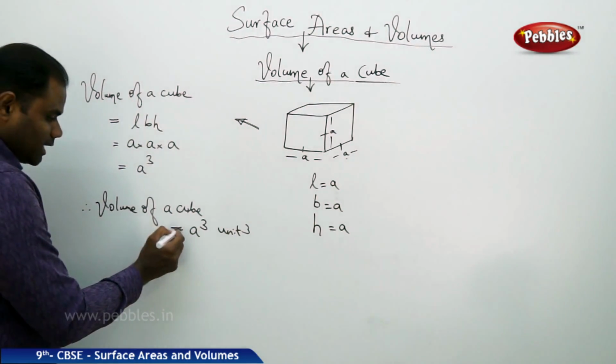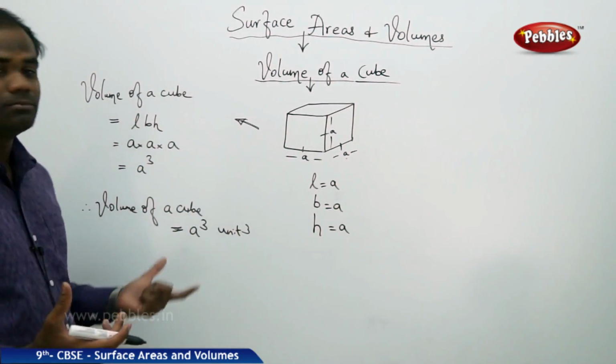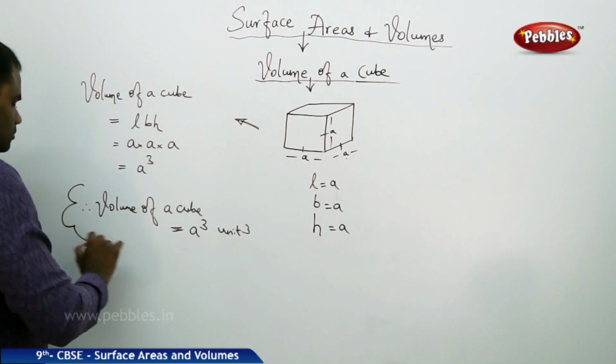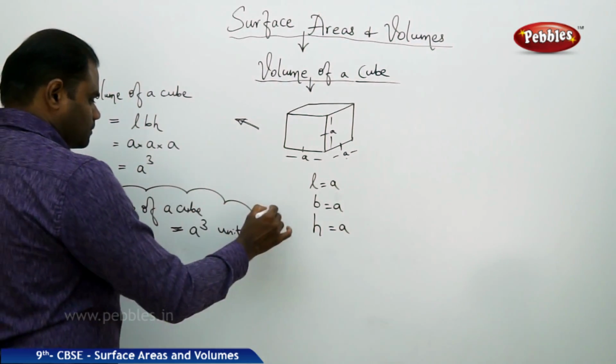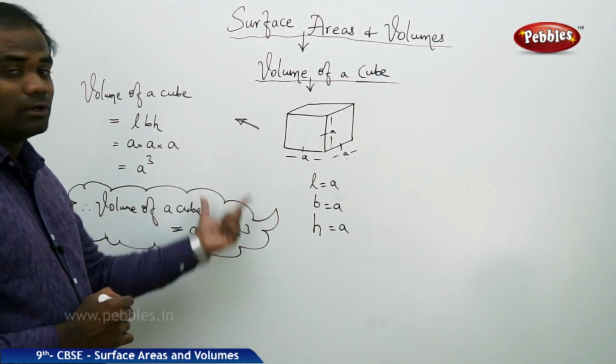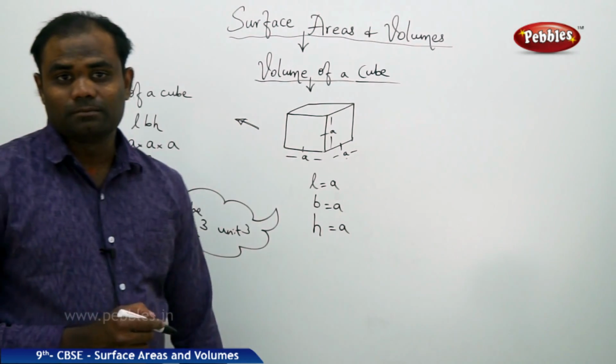So if you know the side of a cube, just cube it and we get the volume of the entire cube. This is how we understand the volume of a cube, understood through the formula of a cuboid. Volume of a cube is a cube unit cube.